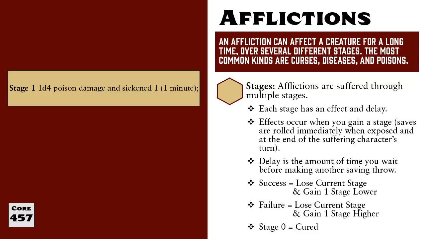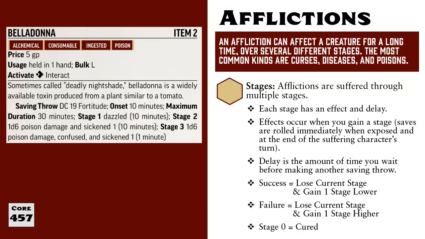You do not suffer 1d4 poison damage every round for that 1 minute, nor do you roll any saving throws during this time. But once the time is up, then you do need to roll a new saving throw. If you succeed, then you lose the current stage, and you gain 1 stage lower. And if you ever gain Stage 0, then you're cured and the affliction has no further effects. If you fail the save, then you lose the current stage and gain 1 stage higher.